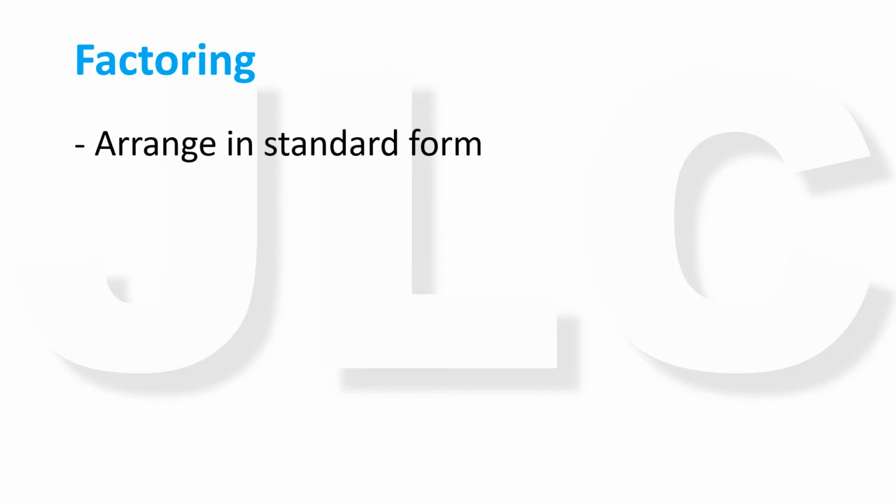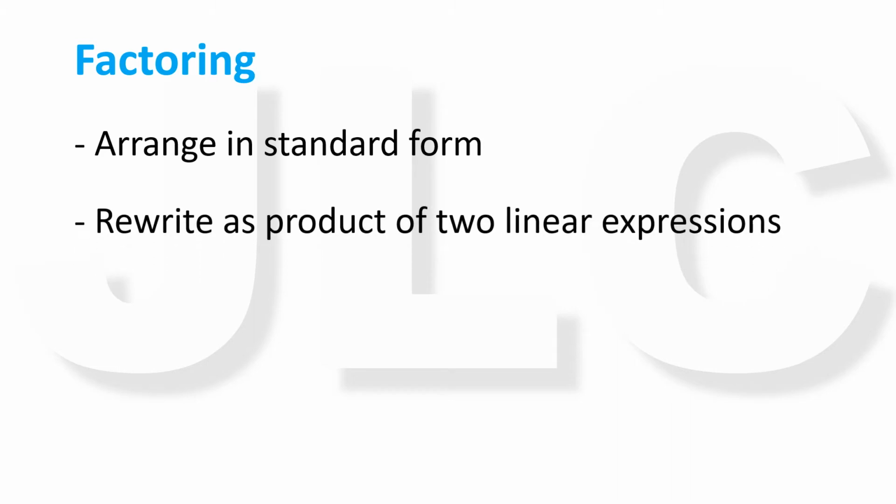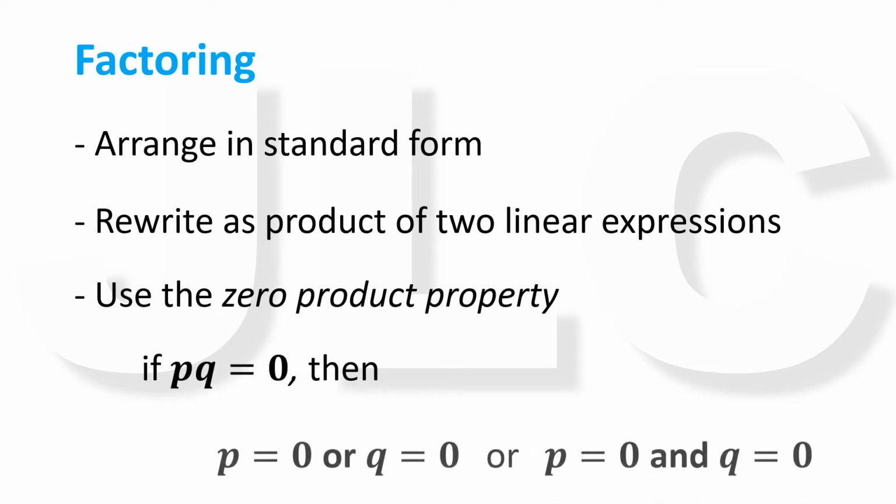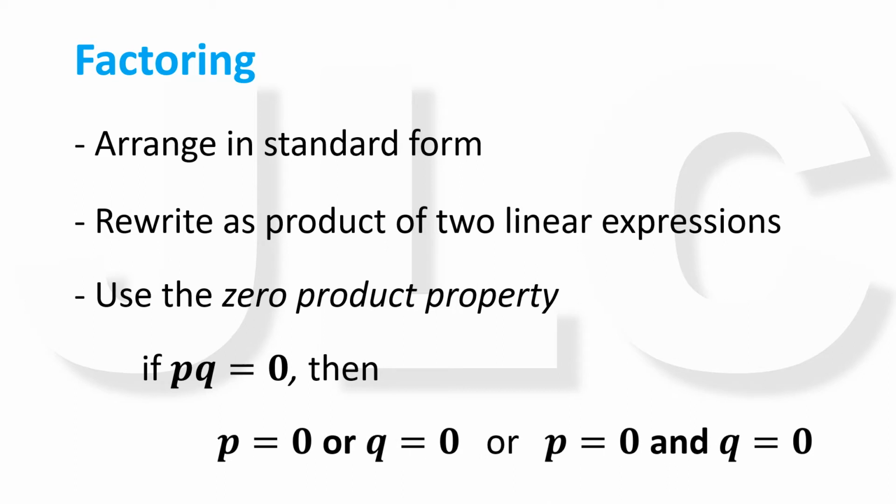Factoring is based on the zero product property. In solving the equation by factoring, we arrange the equation into standard form. If the expression is factorable, we can rewrite it as product of two linear expressions. Then we use the zero product property. The zero product property states that if p times q is 0, then either p or q is 0, or both p and q is 0.